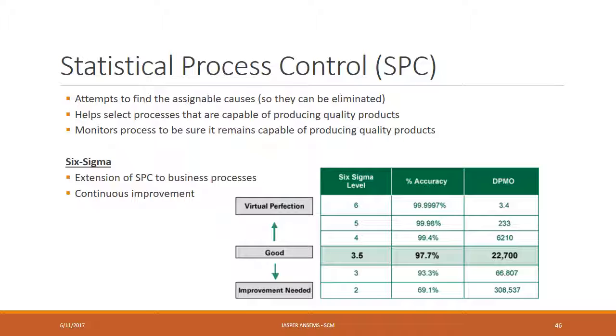So for instance, at the Six Sigma level 6, there's an accuracy of 99.9997%, and the DPMO is only 3.4. This is the end of my presentation.